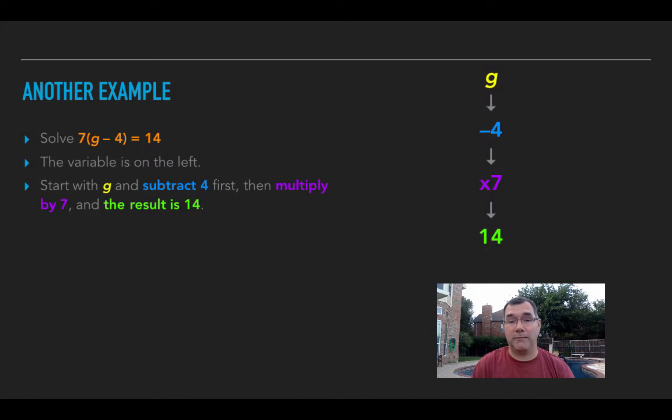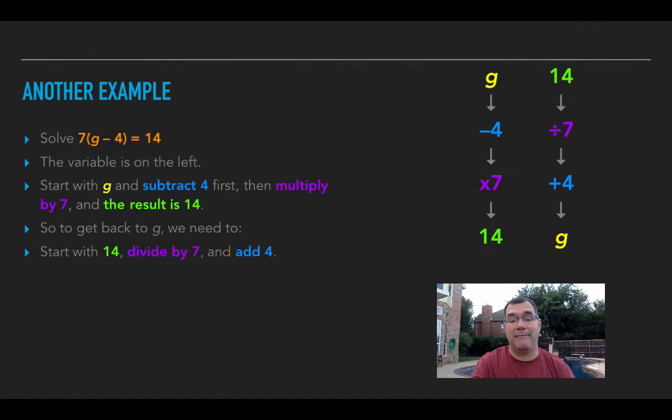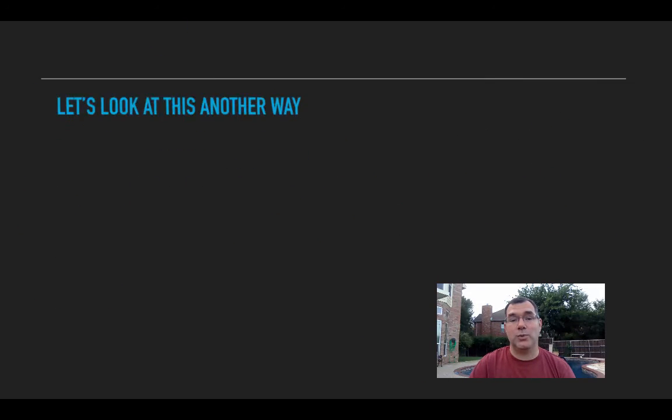So if I want to start at 14 and get back to whatever the value of g is, I work backwards. So I start from 14, I divide by 7, and then I add 4. And then I will get back to g. So 14 divided by 7 is 2, and then 2 plus 4 is 6. So that means that g is equal to 6. That's one way to look at it.